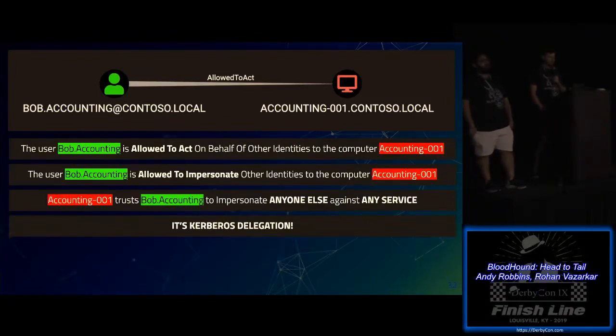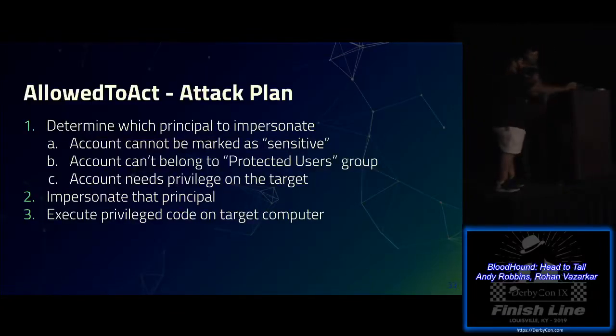So here's the piece of the attack path. Bob Accounting is allowed to act to accounting001. What does that mean in English? So the user, Bob Accounting, is allowed to act on behalf of other identities to the computer accounting001. In other words, the user, Bob Accounting, is allowed to impersonate other identities to the computer accounting001, or put a third way, this computer trusts Bob to impersonate anybody else against any service that that system hosts, including, I don't know, SMB, RPC, etc. The bottom line is it's Kerberos delegation.